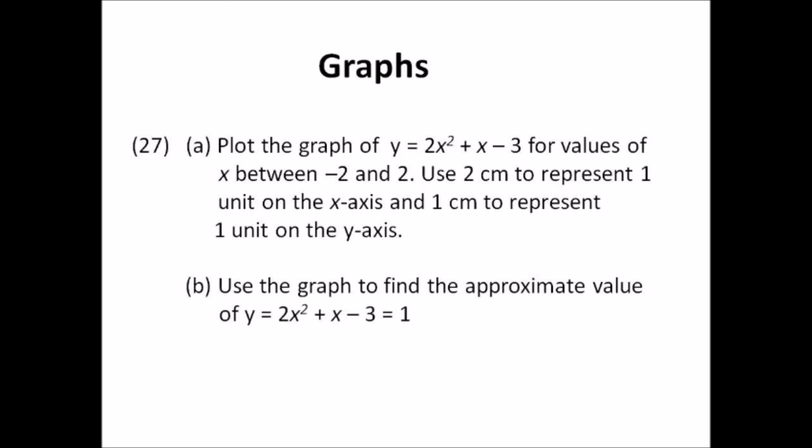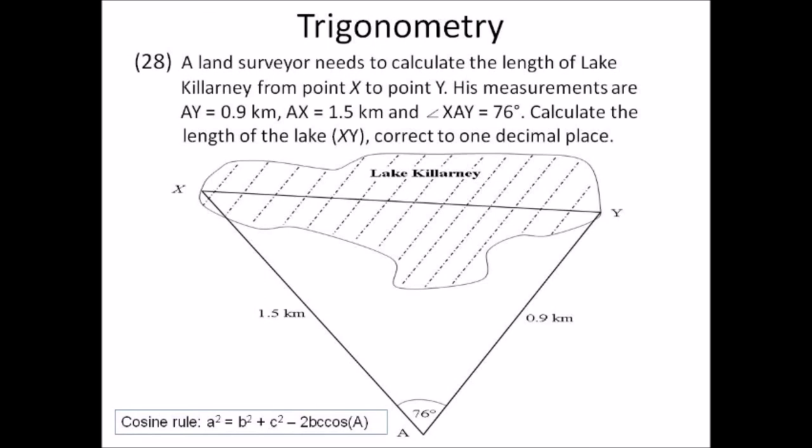And we move on to trigonometry, 28. A land surveyor needs to calculate the length of Lake Kalani from point X to point Y. His measurements are AY is 0.9 kilometers, AX is 1.5 kilometers, and angle XAY is 76 degrees. Calculate the length of XY correct to one decimal place. And they gave you the rule you need to use, the cosine rule. I gave it there for you.